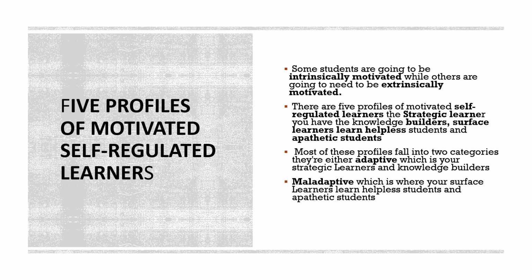The five profiles of motivated self-regulated learners. Some students are going to be intrinsically motivated while others are going to be extrinsically motivated. So there are five profiles of motivated self-regulated learners: the strategic learner, the knowledge builders, the surface learner, learned helplessness students, and apathetic students. Most of these profiles fall into two categories. They're either adaptive, which is your strategic learner and your knowledge builders, or they are maladaptive. That's your surface learners, learned helplessness, and apathetic students.